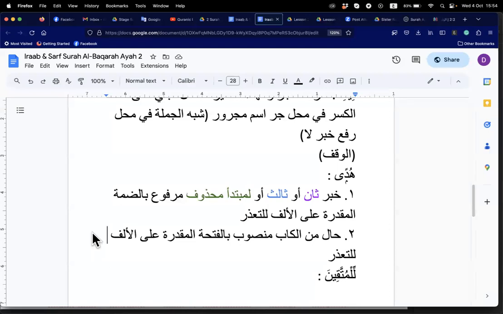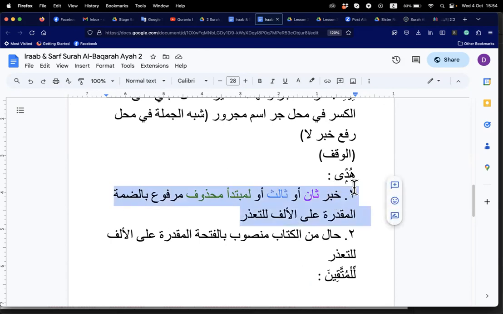Yes, sister, what is the hal min al kitabi? Oh, what is, sorry, the meaning? Kitabi. Yes, kitabi. Okay. And then, last one, lil muttaqin. So if you say that this is khabar, then lil muttaqin will be muta'alliq bil khabar. So this is jar wa majrur. Yes, no matter what you say, it is jar wa majrur.